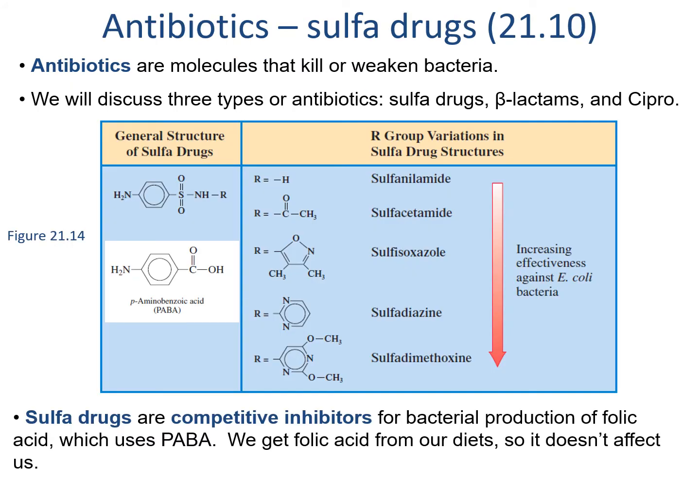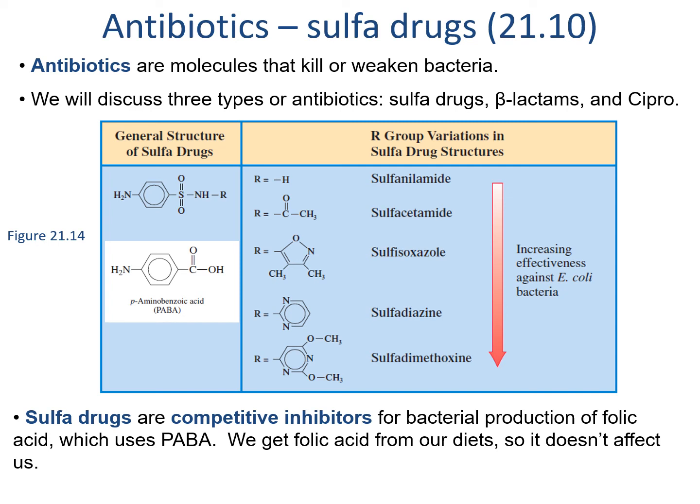Another really important set of examples of inhibitors are antibiotics. The first class of antibiotics that we're going to talk about are the sulfa drugs. Antibiotics are really any molecule that kill or weaken bacteria. Oftentimes we accomplish this by targeting an enzyme that the bacteria need, but humans do not. Sulfa drugs are going to be competitive inhibitors for the bacterial production of folic acid.